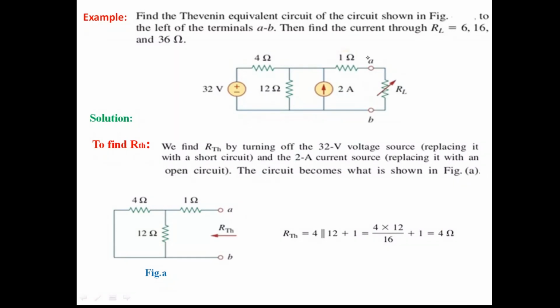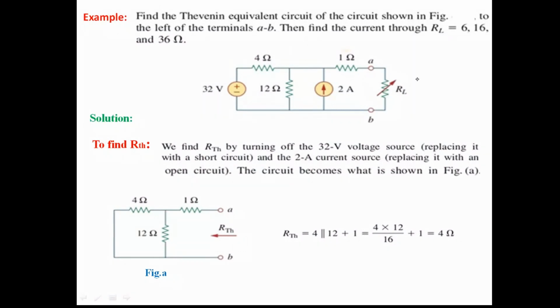So first we have to find the Thevenin's equivalent. Well aware that Thevenin's equivalent means what? Any linear circuit across two terminals can be reduced into a single voltage source and a single resistance in series with the voltage source. That is the Thevenin's equivalent. Now here in this circuit there are two independent sources: one is a 32 volt voltage source, another one is a 2 ampere current source. Across these two terminals A and B, we have to find the Thevenin's equivalent.